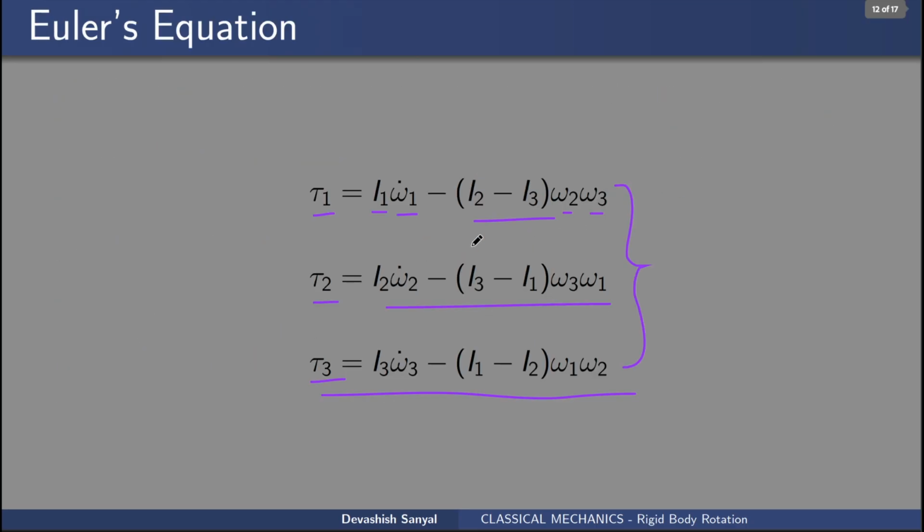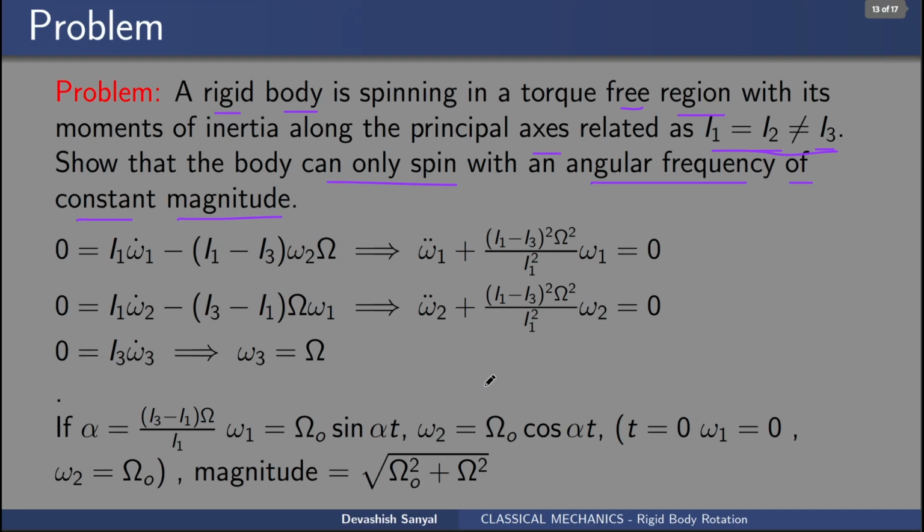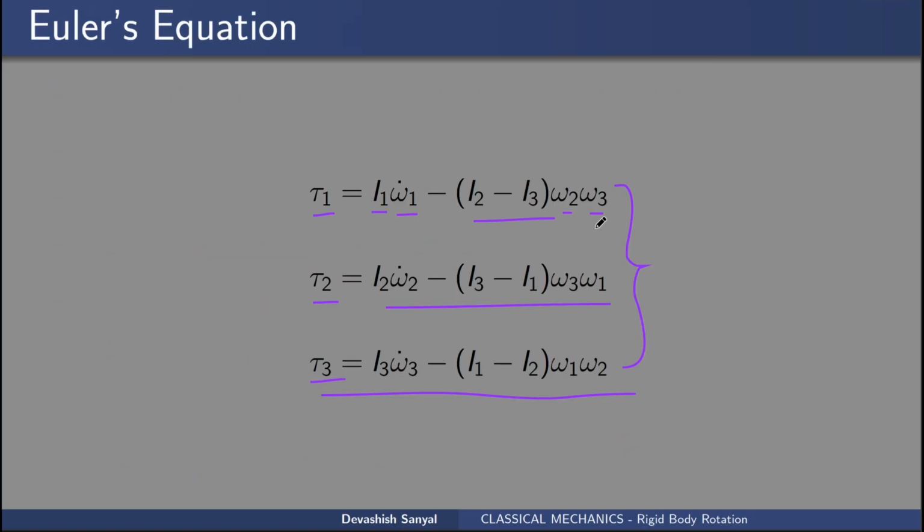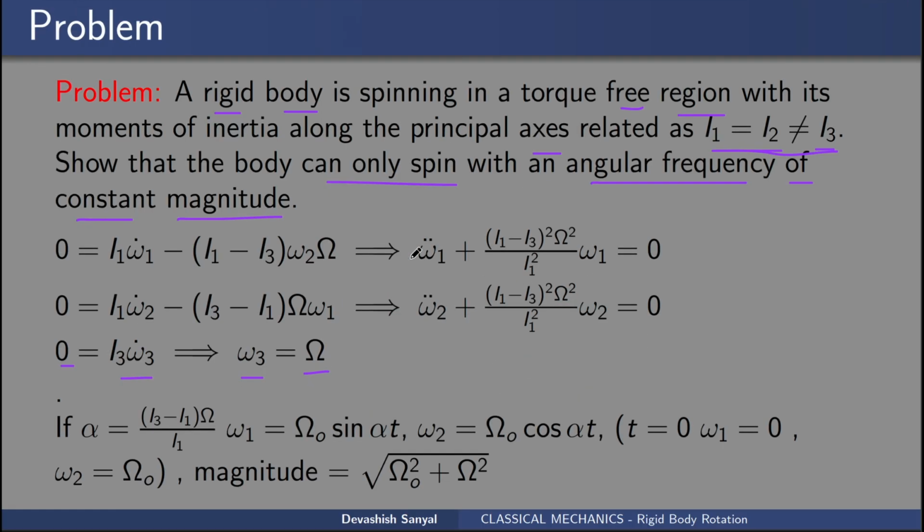So we go back to Euler's equation, and immediately we see that if I1 is equal to I2, and we are working in a torque-free region, so no torque, so 0. The last equation is I3 omega 3 dot equal to 0. That means omega 3 is a constant, and let us call it capital Omega. This is the component of the rotation along direction 3. We are left with two other directions. In both we have omega 3, so there we replace omega 3 by capital Omega.